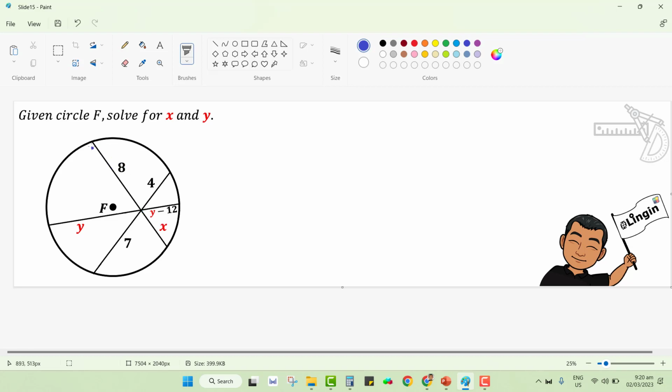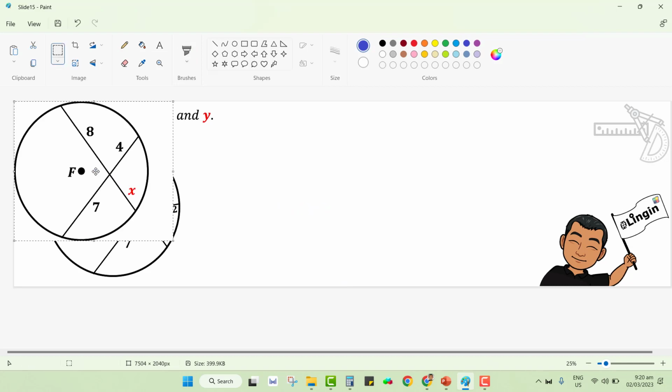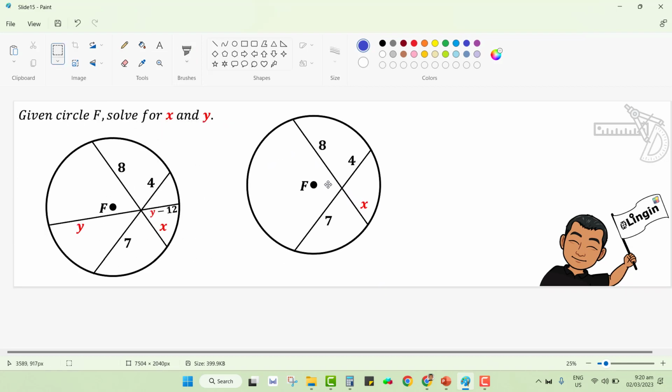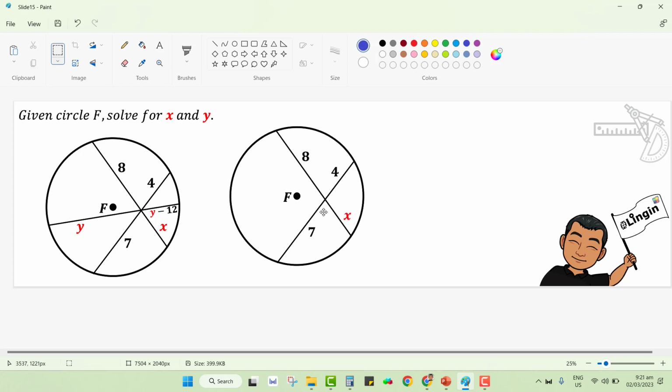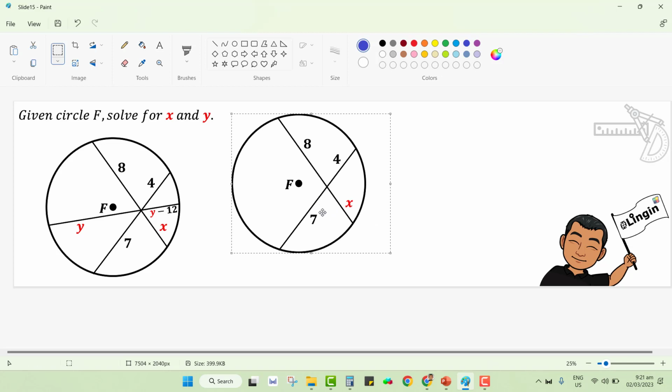Let's say this is the first chord here. Since it intersects with another chord, let's say this chord with 4 and 7, there is a unique relationship. First, let me copy this given figure, a similar figure but without this chord here, so that we could focus on solving for x first. We are going to use the remaining chord later in solving for y.